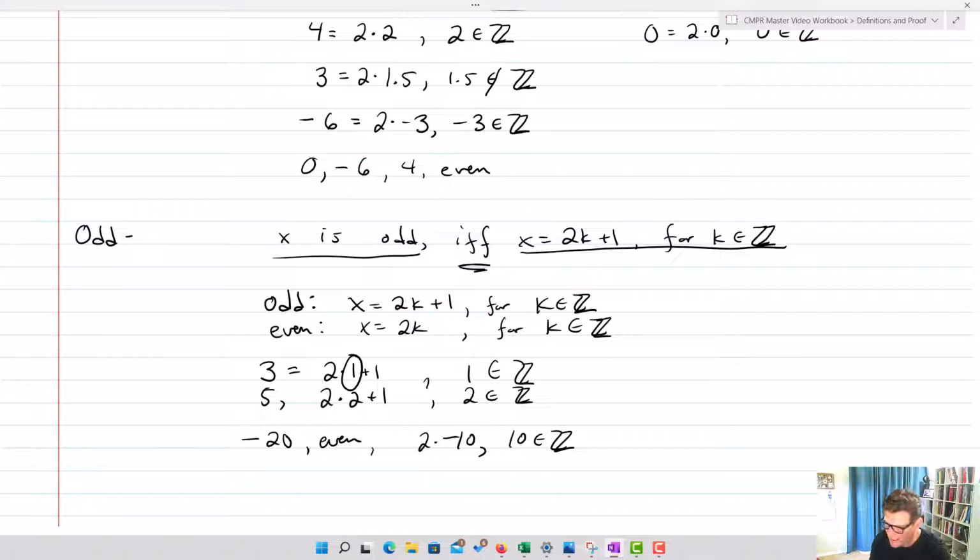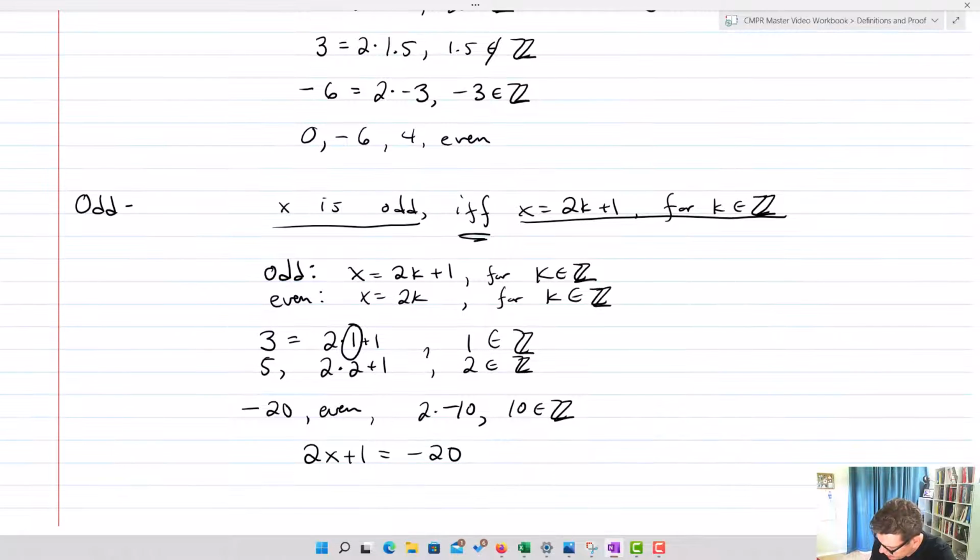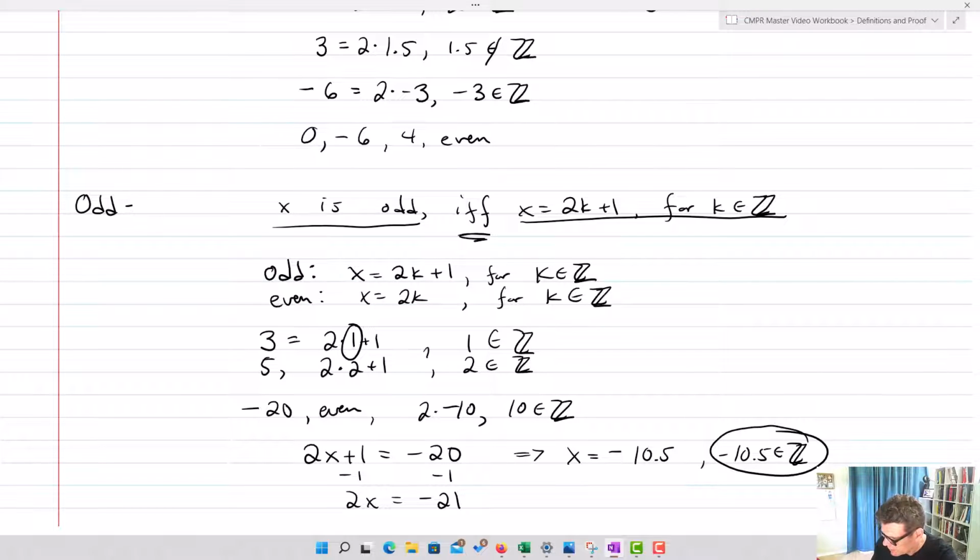And we could see a similar thing if we said, okay, let's say 2x plus 1 equals negative 20. Subtract 1 from both sides, and we get 2x equals negative 21. And so that's going to imply that x equals negative 10.5. But negative 10.5 does not belong to the integers. Okay? It does not belong to the integers. And so consequently, what we know is that negative 20 is not odd.